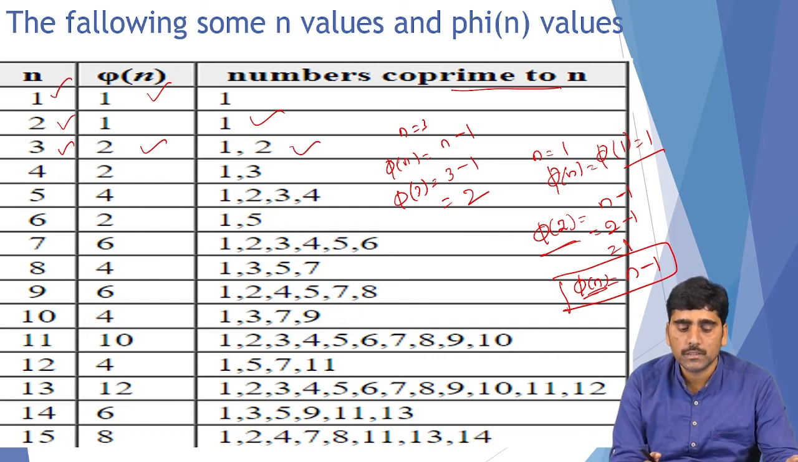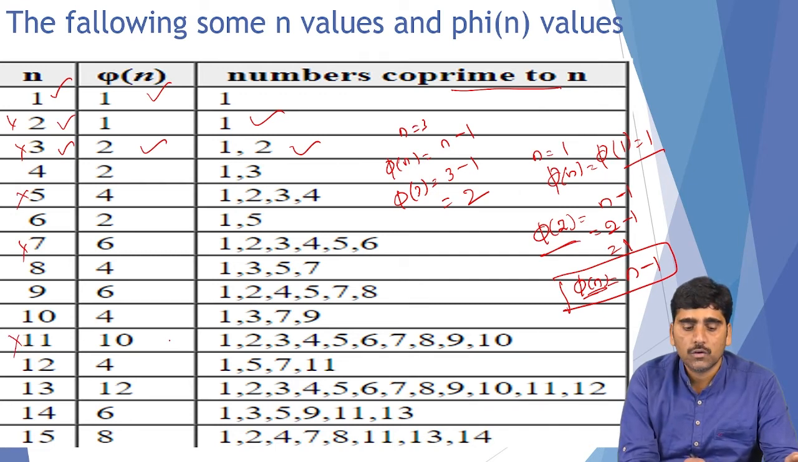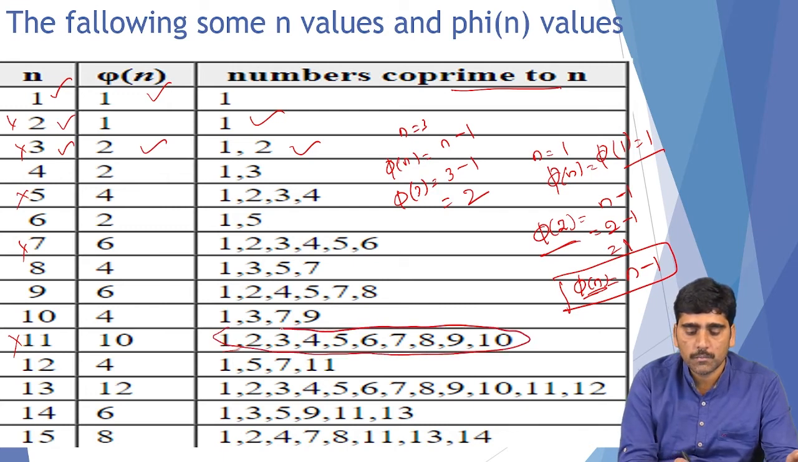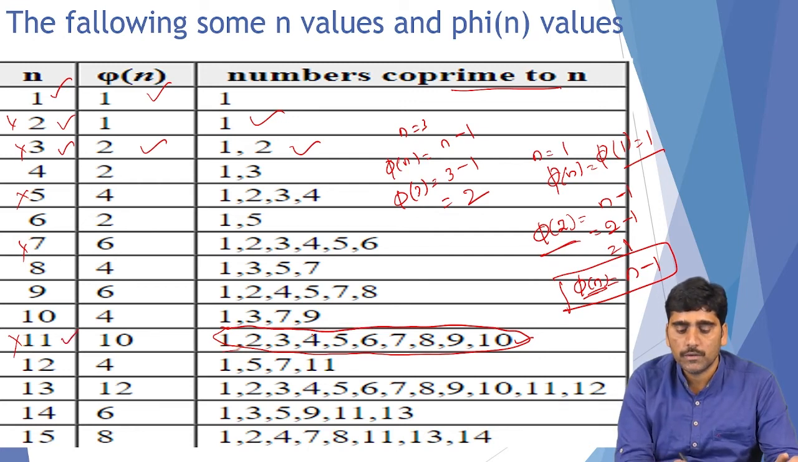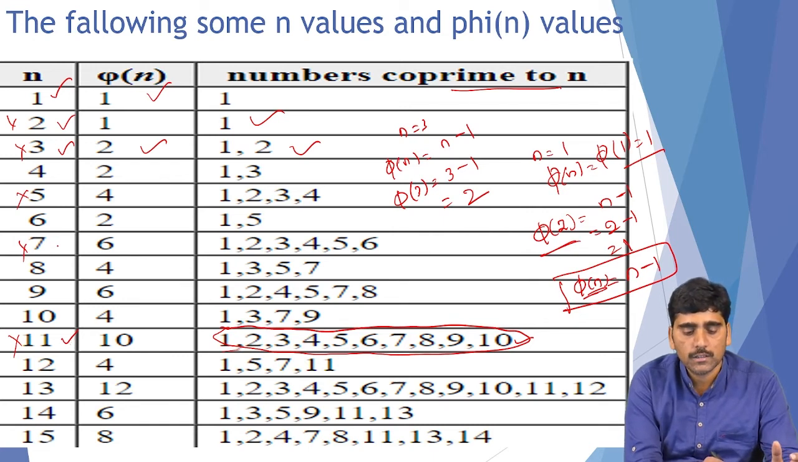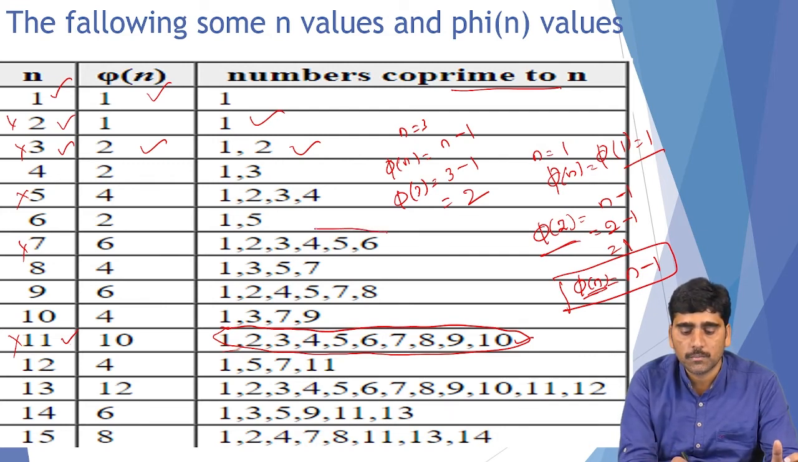For the prime numbers like 2, 3, 5, 7, 11, for all the prime numbers, the co-primes are all the numbers up to the previous number. For example, take 11, the previous number is 10, and all the numbers up to 10 are co-primes to this number. Similarly for 7, the previous numbers up to 6 are all co-primes to 7.